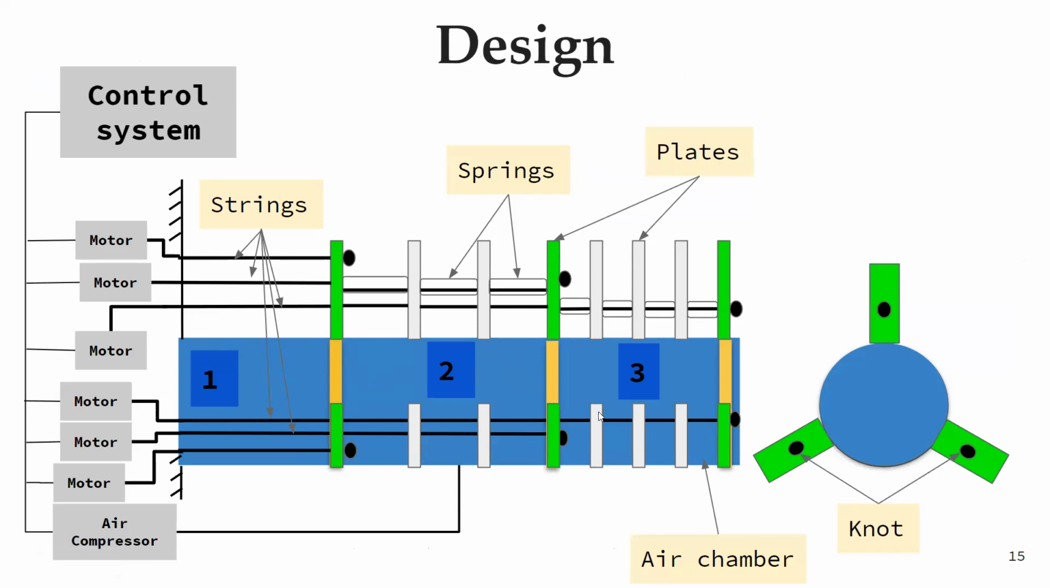Now I have divided this into three sections. The three strings will run from here up to here, and this will be section one. The next three strings will run from the base up to here, and this will be section two. And the last set of three strings will run up to the last, and that will be section three.